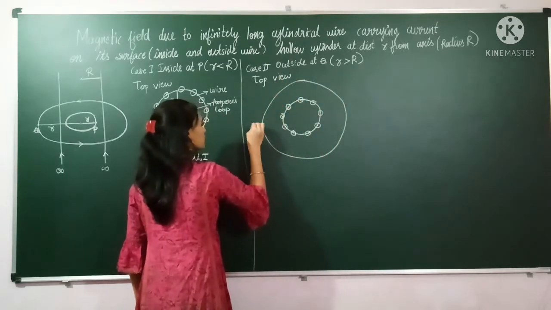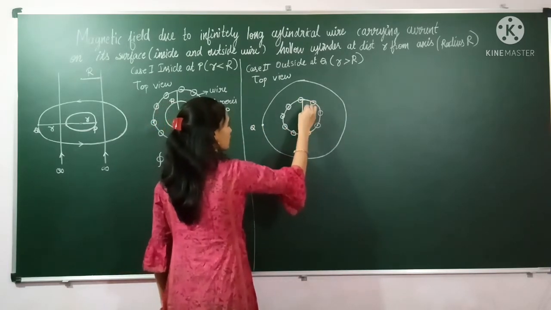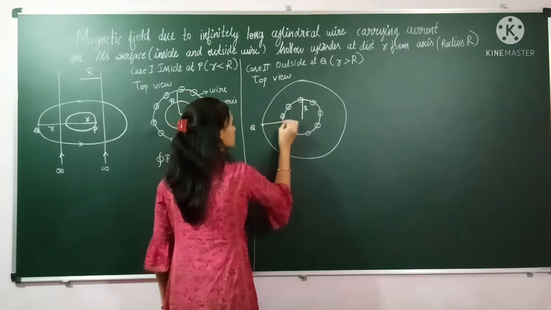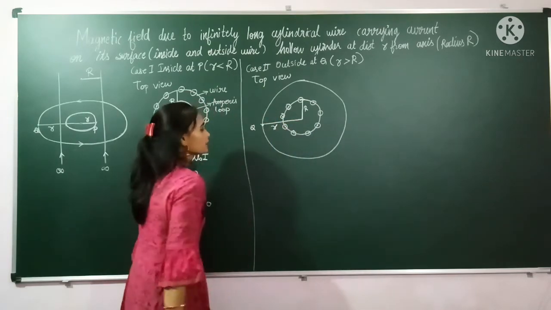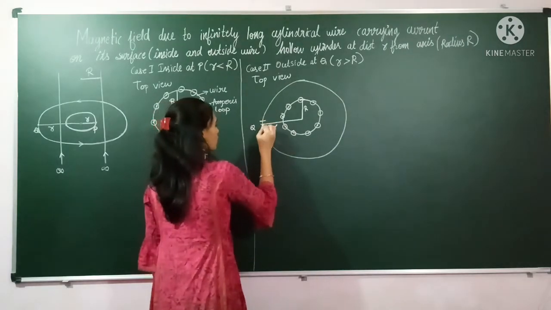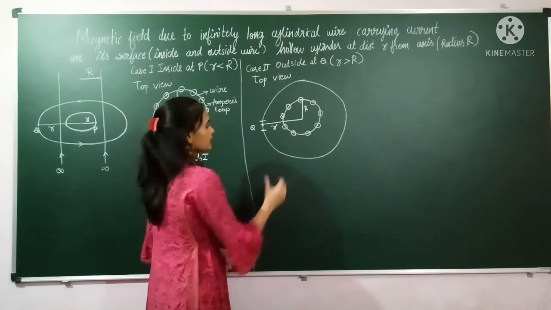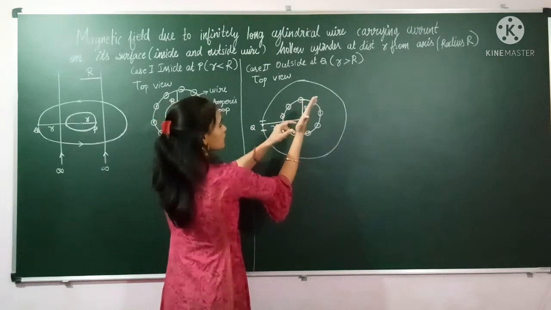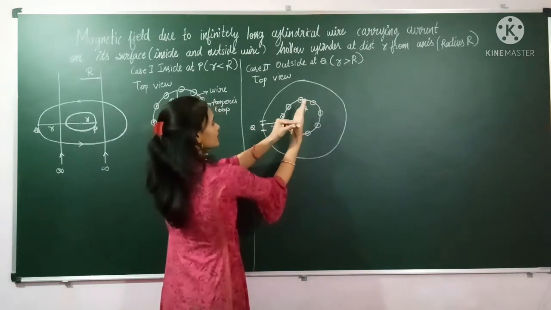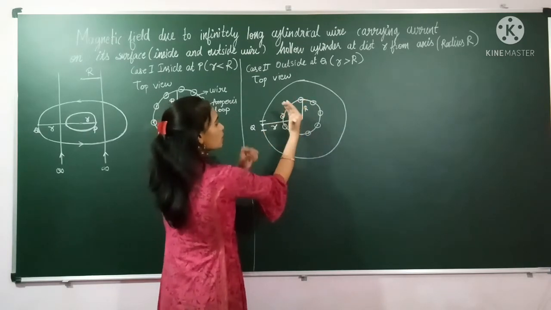Here is our point Q and this is the center. So this distance is capital R and this distance is small r. Next after that we will take the small current element. So if you draw a small current element here, then what will be the direction of the magnetic field? So our answer is, you have to use your right hand. The thumb is pointing in the direction of current because current is outward, so the thumb is outward.